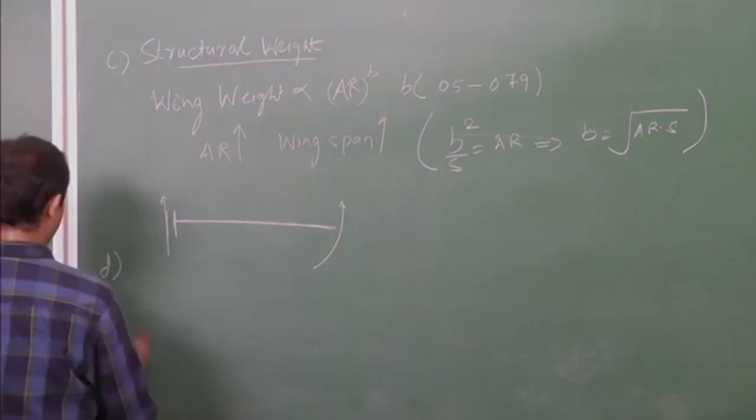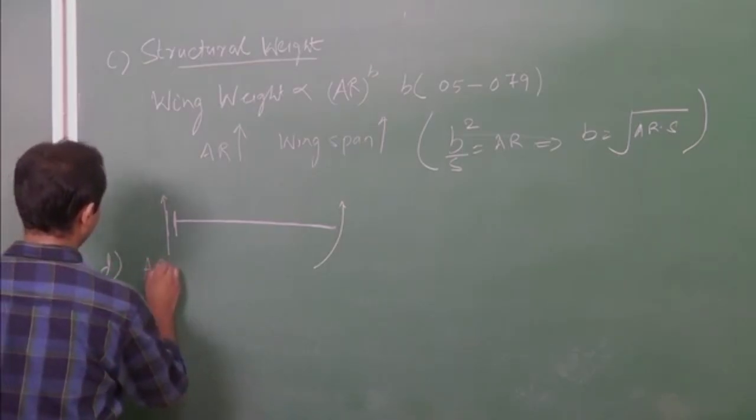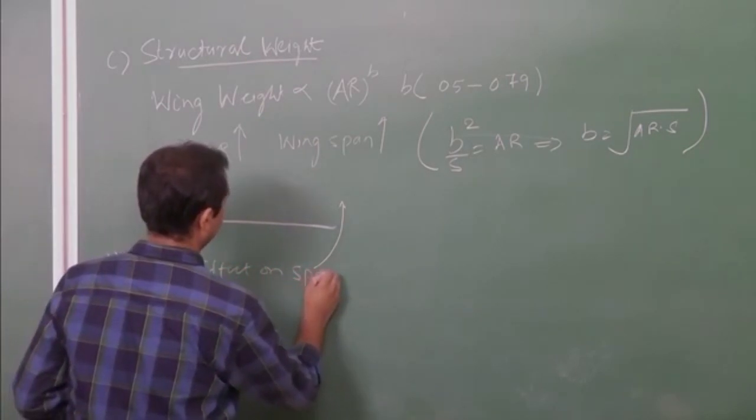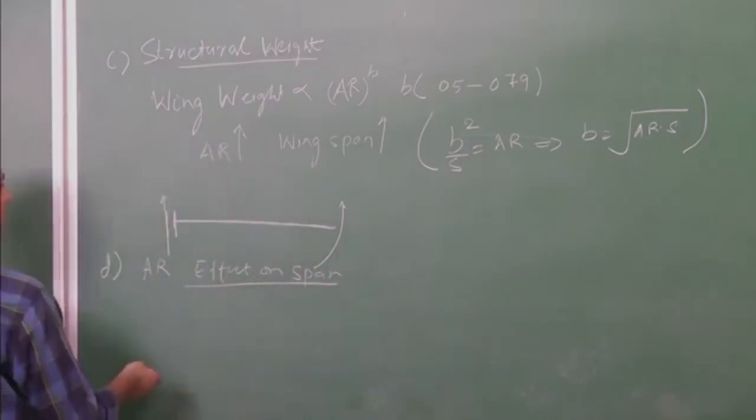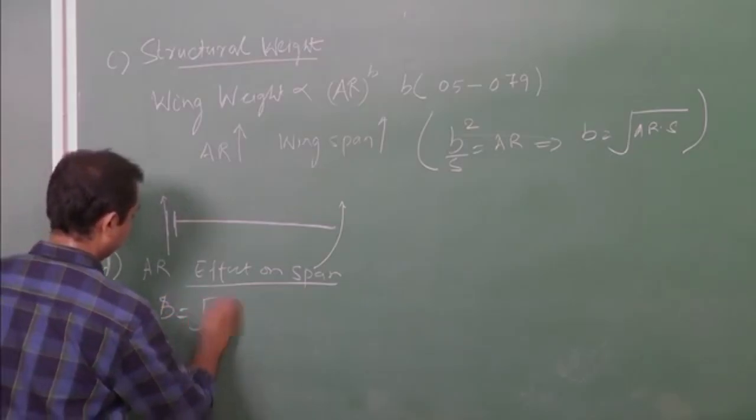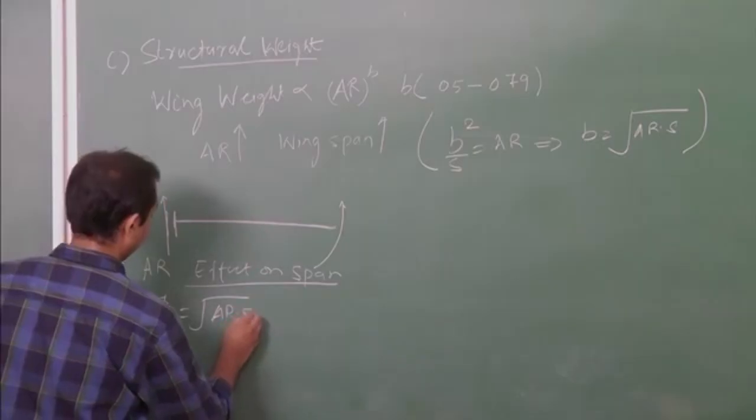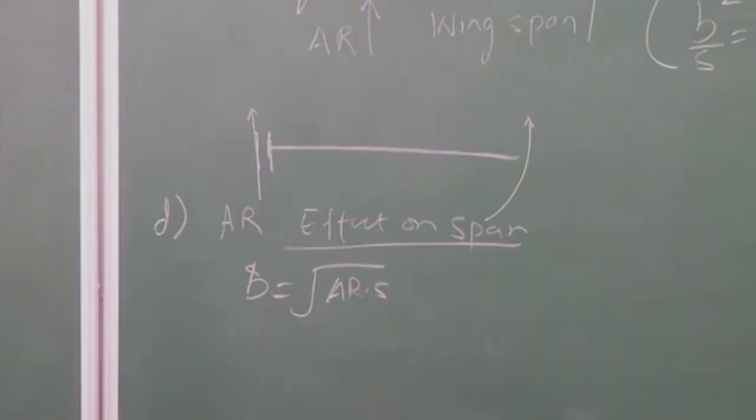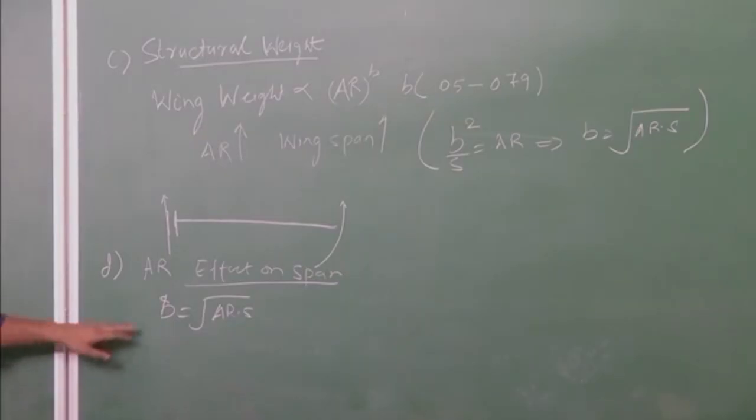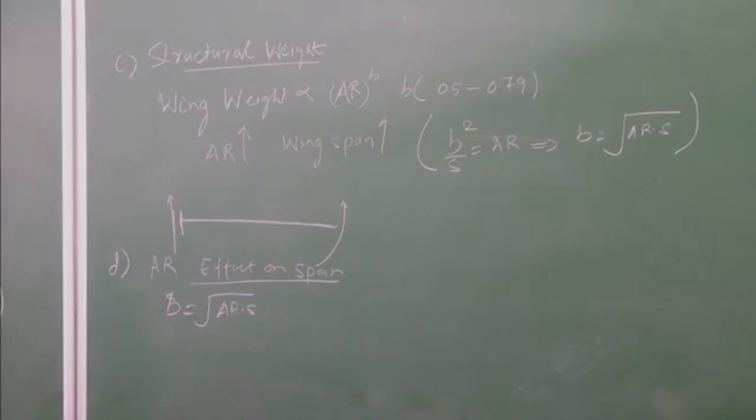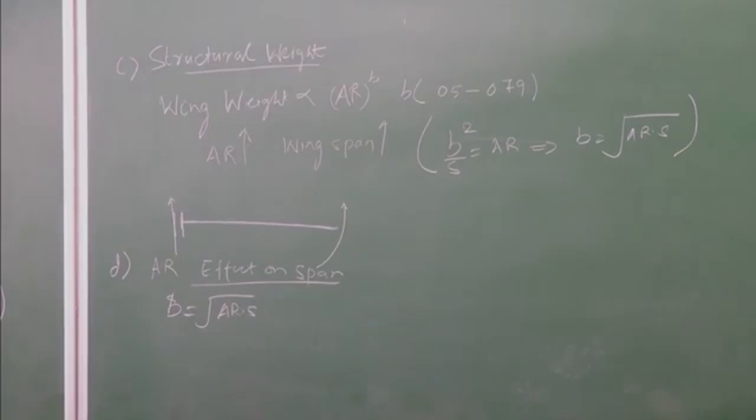And point D is aspect ratio effect on span. As we have already seen, span is proportional to root under aspect ratio. So higher the aspect ratio, more will be your span. And rather than geometrical or aerodynamic features, this will be a problem of storing. With higher aspect ratio, your wingspan will be too large and you will have problems of storage and that sort of thing. So these are the effects of aspect ratio on wing design.